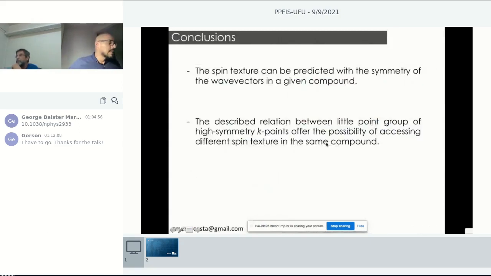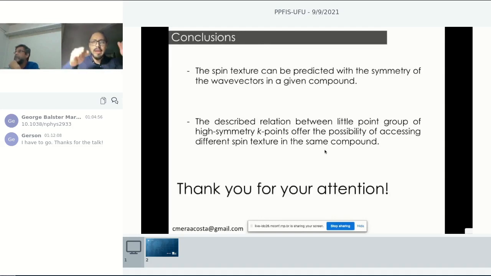So just to conclude, the spin texture can be predicted using the wave vector point group symmetry. Once you define the wave vector point group symmetry, you are able to define the spin polarization a priori. Also, we describe the relation between the point group of the wave vector, to have the possibility of accessing different spin textures in the same component by changing the value you are looking at. Let's say, suppose that you can control it with an external electric field. We're trying now to do that.